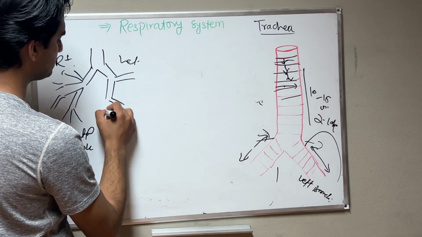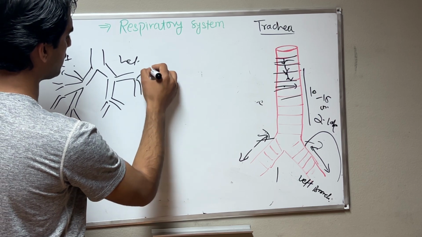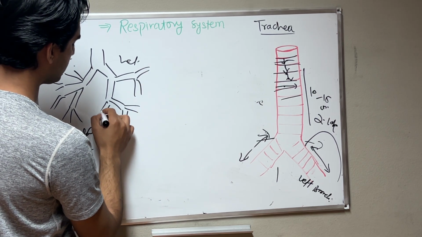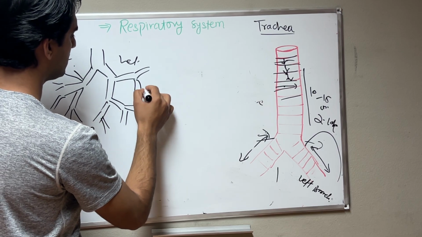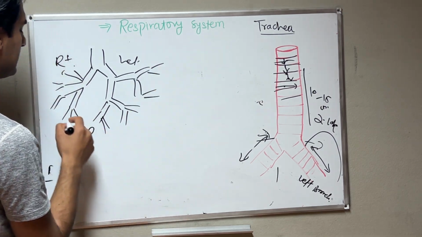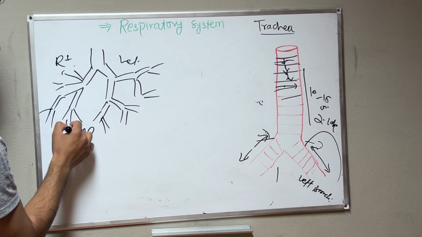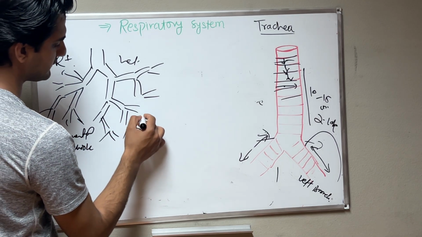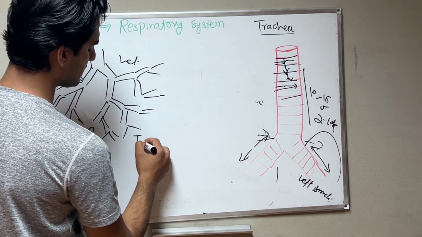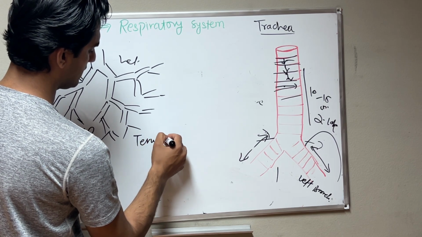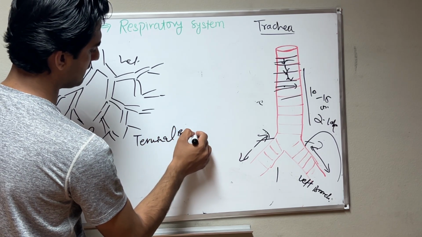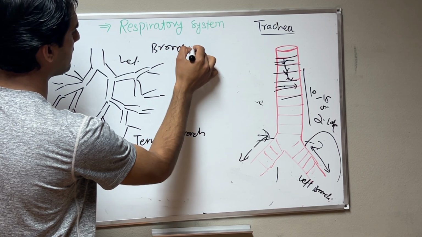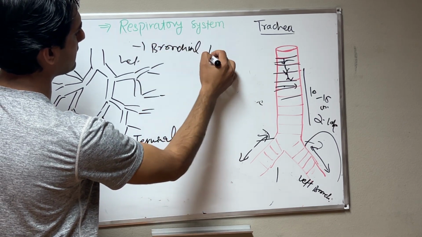Others continue into the terminal bronchioles. They also have further division inside the lungs, called terminal bronchioles. This is a bronchial tree.